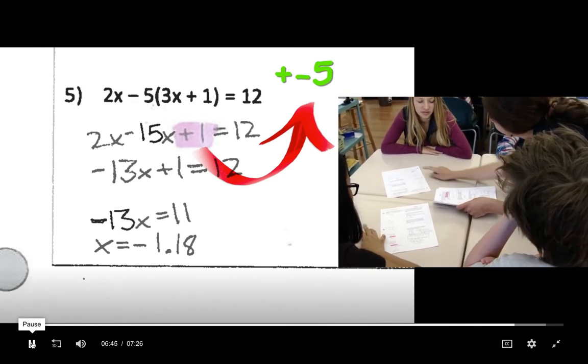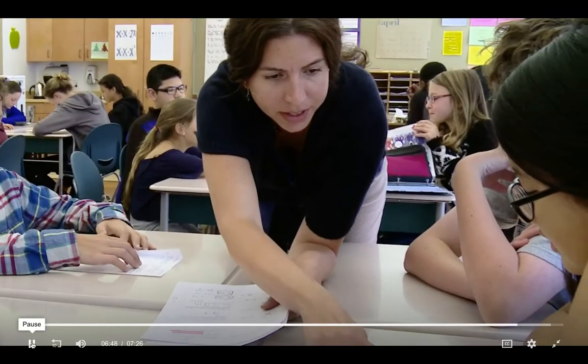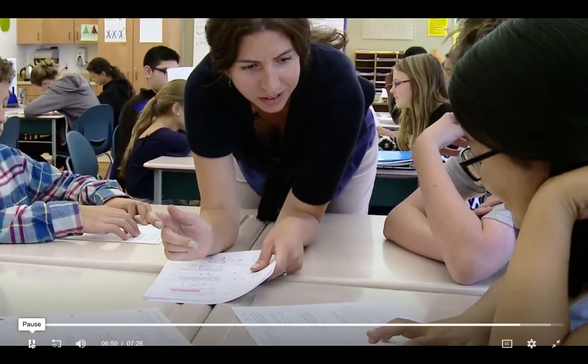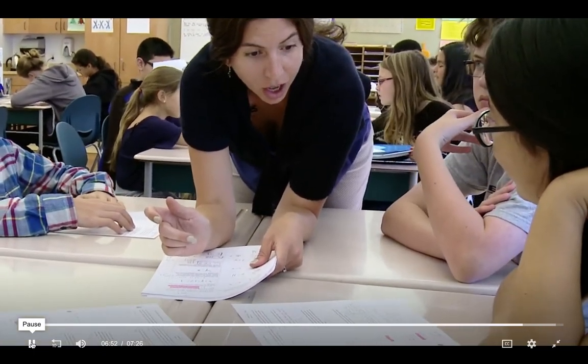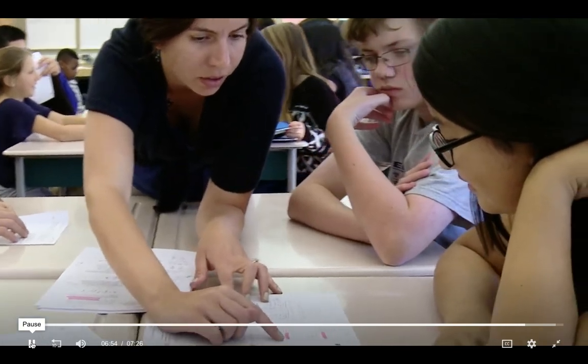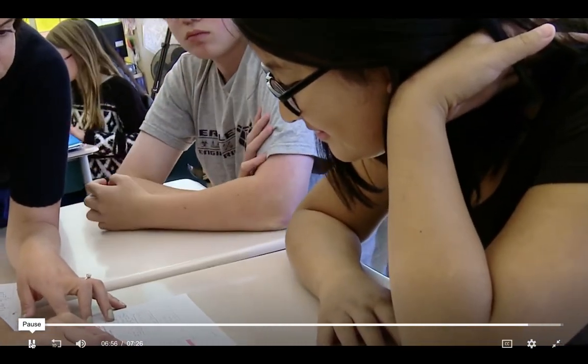Everything else was perfect, including your negative sign. Why is this wrong? I allow them to retake the test whenever they want, and I'll give them a new version of the test. Often kids need to sit with me a little bit more before they're ready to retake. So they'll come see me at lunch or during advisory and we'll go over it.